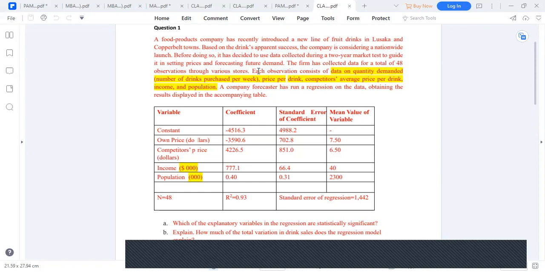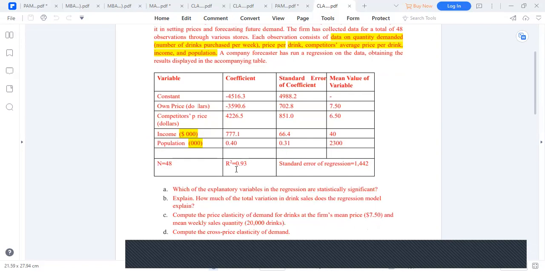The firm has collected data in total from 48 observations through various stores, and each of these consists of data on quantity demanded, the number of drinks purchased per week, price per drink, competitors' average price per drink, income and the population. The company forecast has run a regression and obtained the following results. So this is the result in here. Now the questions follow from what I've just been talking about here. So let's see the follow-up questions and see how we can answer them.